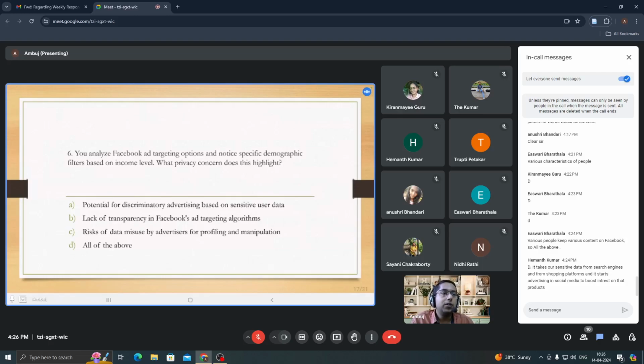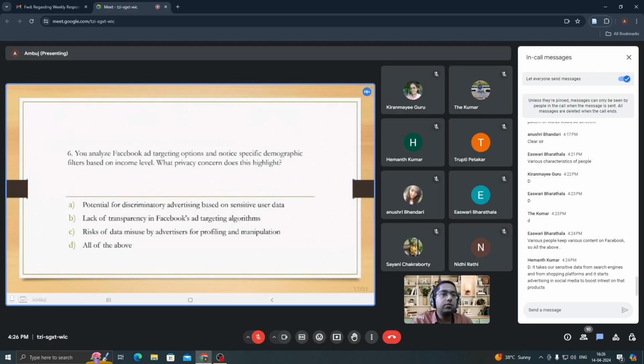Okay, very good. It is correct. But there is a particular term for taking our sensitive data from search engines and shopping platforms, and I have taught you. There is a particular term for this whole definition. You need not say this entire sentence; you can replace it with a word. I have taught you in my last class as well as in the fifth and sixth classes a lot of times. So Hemant, my sincere advice to you is to just try to recall that particular keyword.